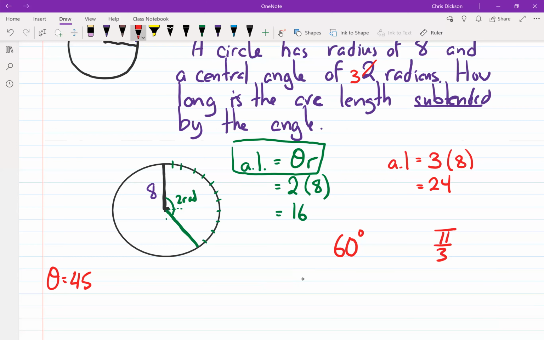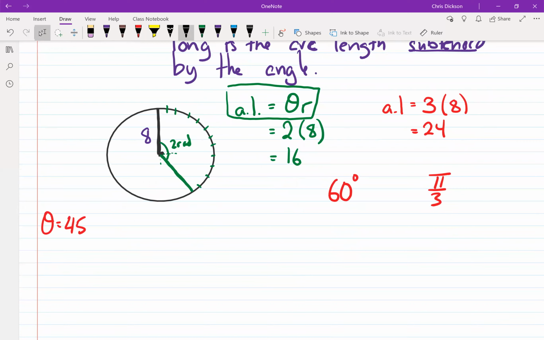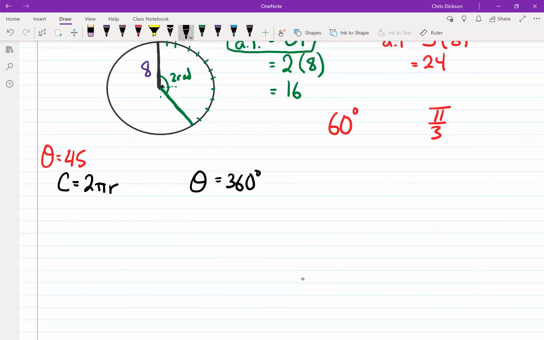Okay, so let's talk about how we convert between the two, because I think that's the big lesson for today. We said that circumference equals 2 pi r, and we know that theta would equal 360 degrees for one rotation. So let's do our formula again, and I'm going to do this two different ways. One is the formula we did in class: theta over 360, so that ratio of the central angle.